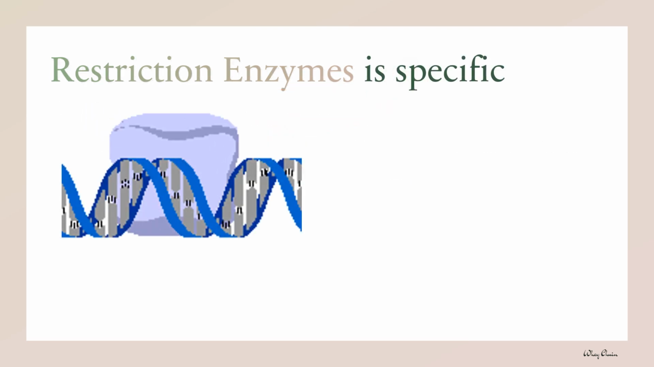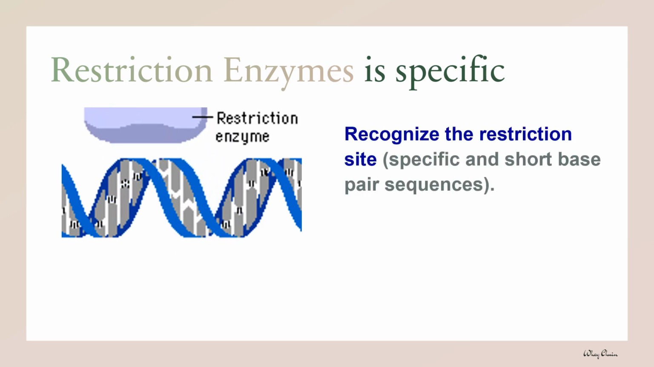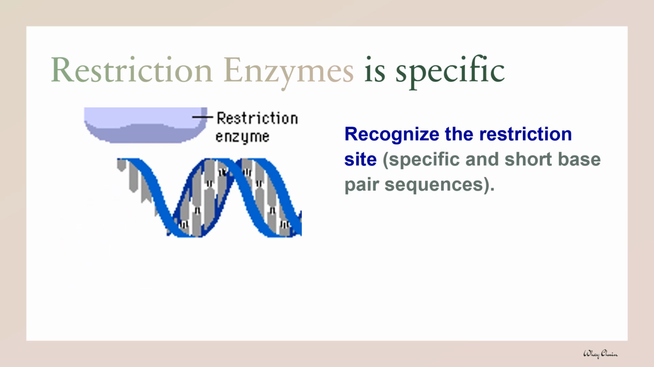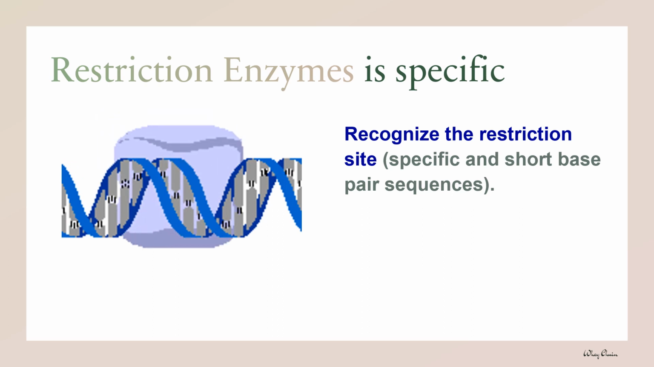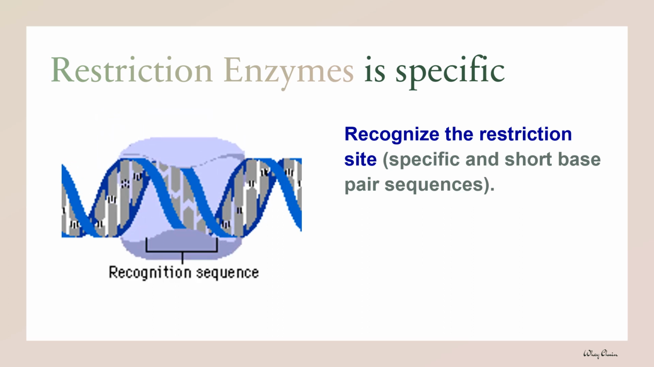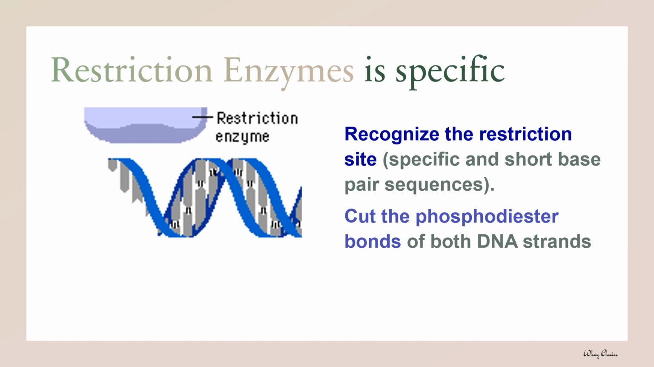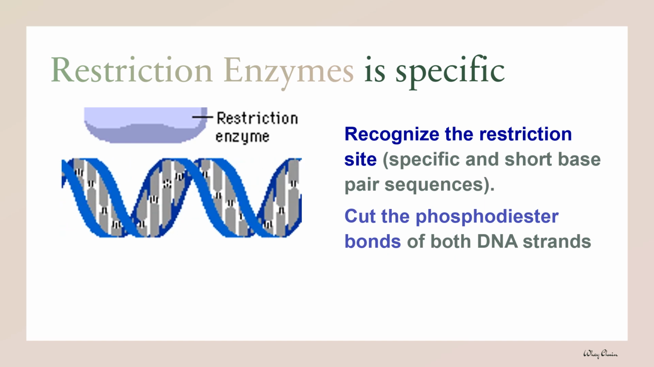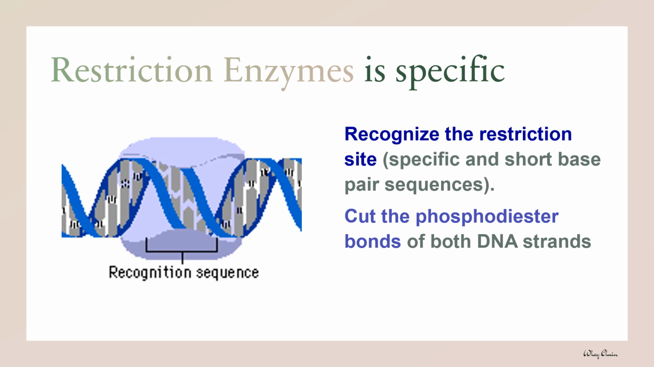The main characteristic of restriction enzyme is that they are specific, because different restriction enzymes are able to recognize different restriction sites. What is meant by restriction site is actually the specific and short base pair sequences found in the DNA. So when a specific restriction enzyme recognizes the restriction site, it will start to cut the phosphodiester bond to open the DNA strands.